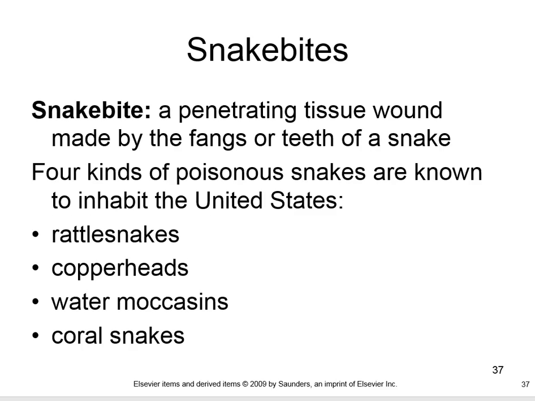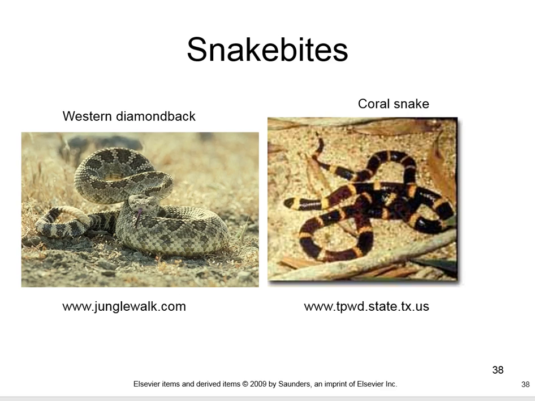Snake bites are a penetrating tissue wound made by the fangs or teeth of a snake. There are 4 kinds of poisonous snakes known to inhabit the United States. Rattlesnakes, copperheads, and water moccasins, and these are known as pit vipers. There's an opening on each side of the head between the eye and nostril, and then coral snakes.